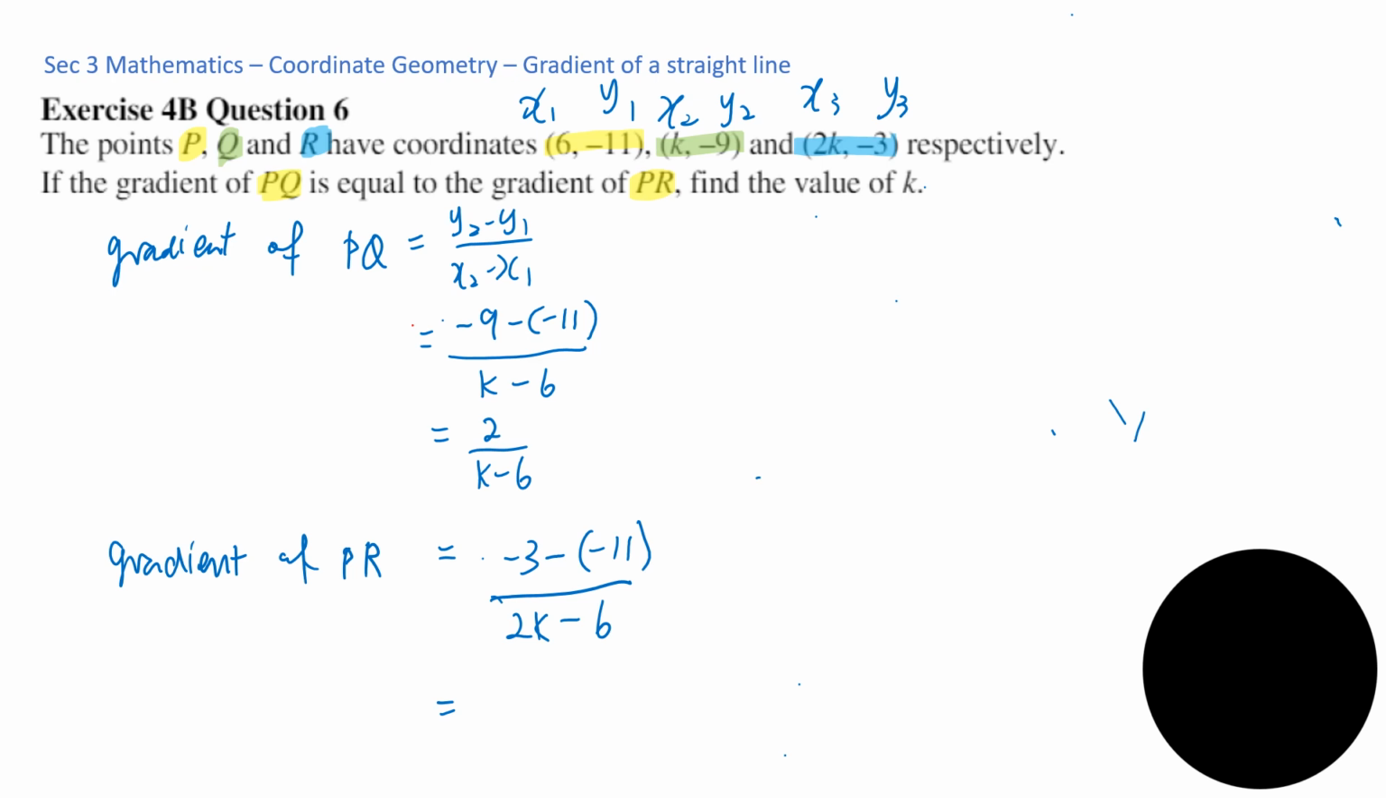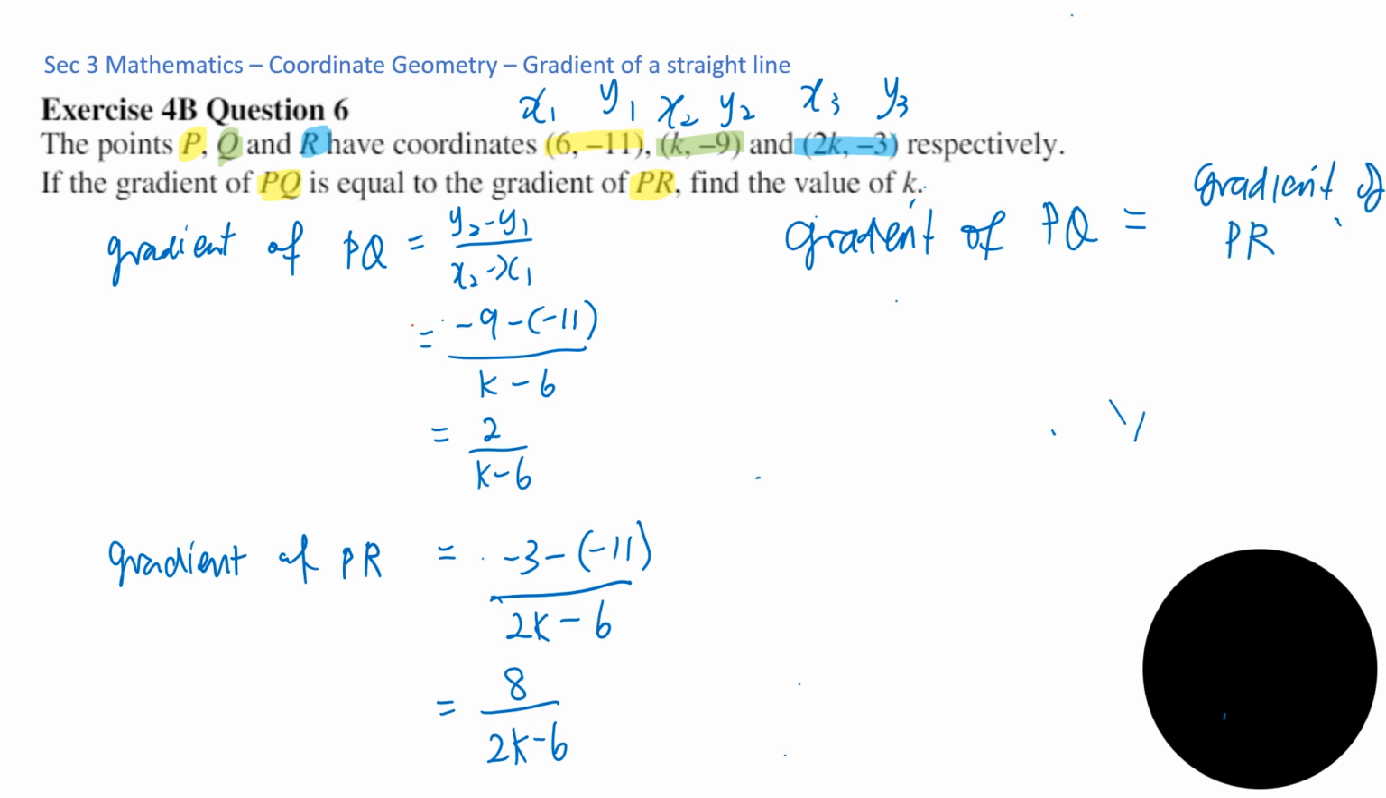Negative 3 minus minus is plus. Negative 3 plus 11 gives me 8. 8 over 2k minus 6. Okay? They have k inside, but don't worry because they say that the gradients are the same. The gradient of PQ is equal to the gradient of PR. In other words, 2 over k minus 6 is equal to 8 over 2k minus 6.